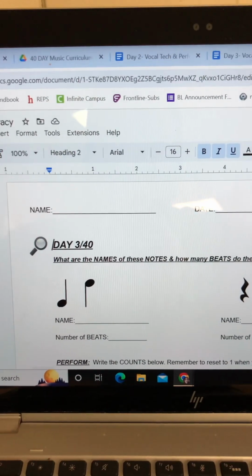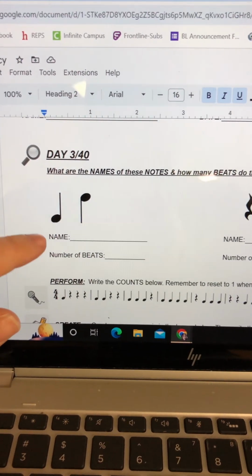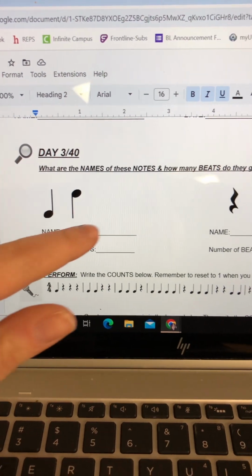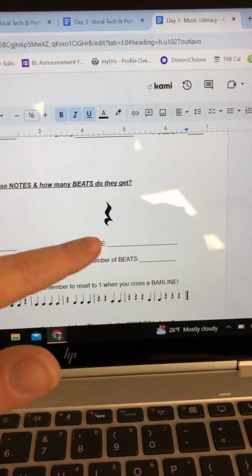Okay, here we go. Here's the next little part. We're on the top of your worksheet. This is day 3. I want you to write down what that name is called. Write it right there. What type of note is it? And then write down the number of beats. Tell me the name of that note. Write the name of it right there. If you spell it wrong, it's okay.